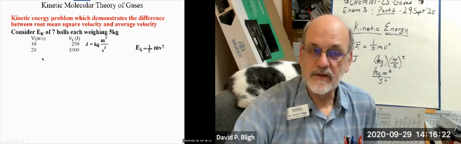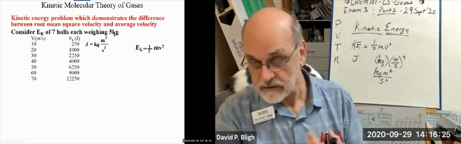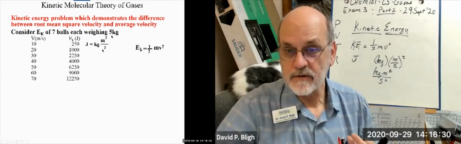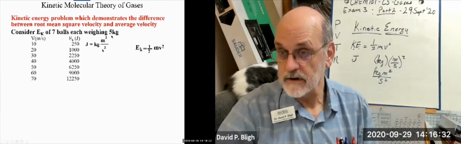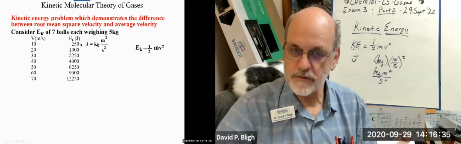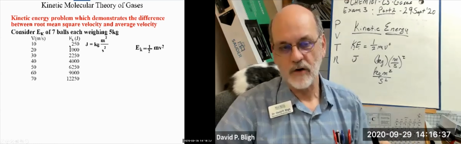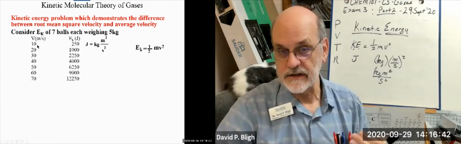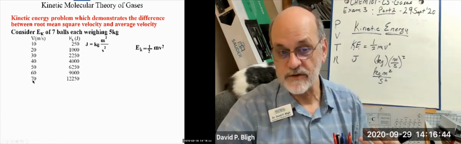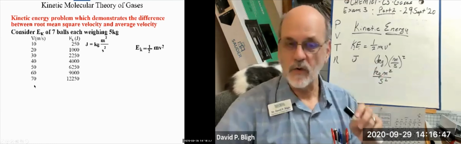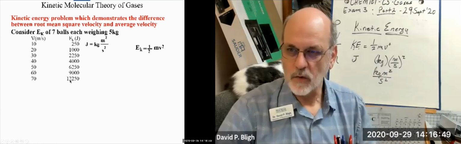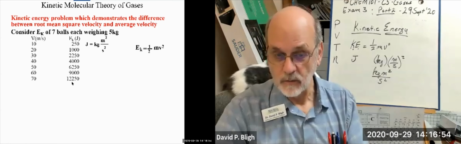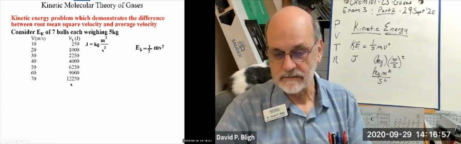So the kinetic energy of each one can be calculated. All we need is velocity, and we have mass, kilograms. So 10 squared times 5 is 500, and a half of that is 250. So there's your 250 joules. Right? So we do that for each one of these balls, and let's say they're moving at different velocities, 10, 20, 30, 40, all the way up to 70. Right? So we have these energies associated with them. So what's the average kinetic energy of all of these balls together? Well, add them together, divide by 7.